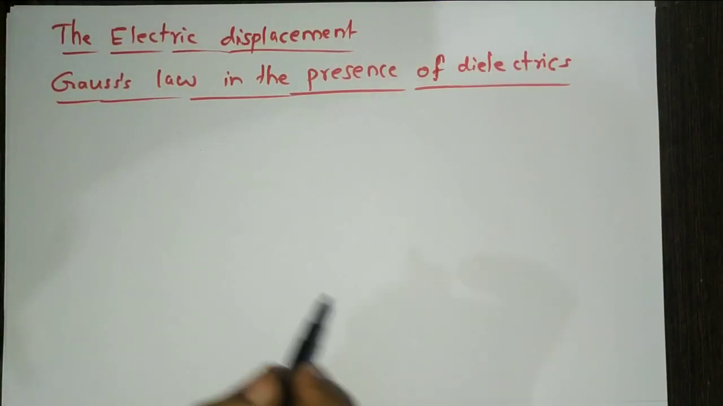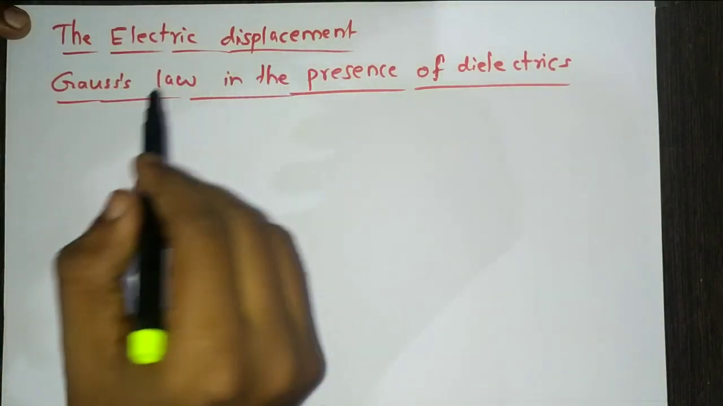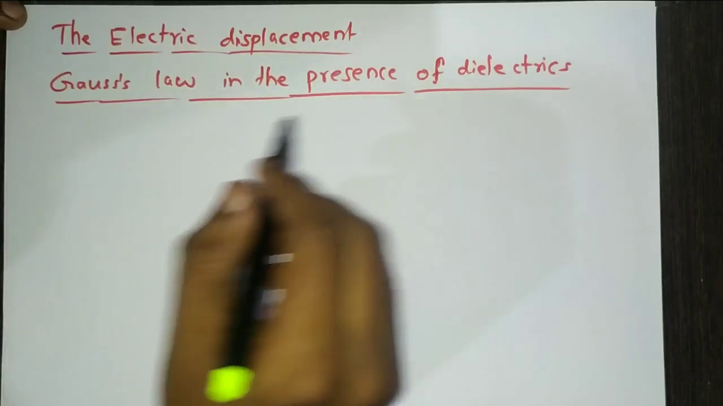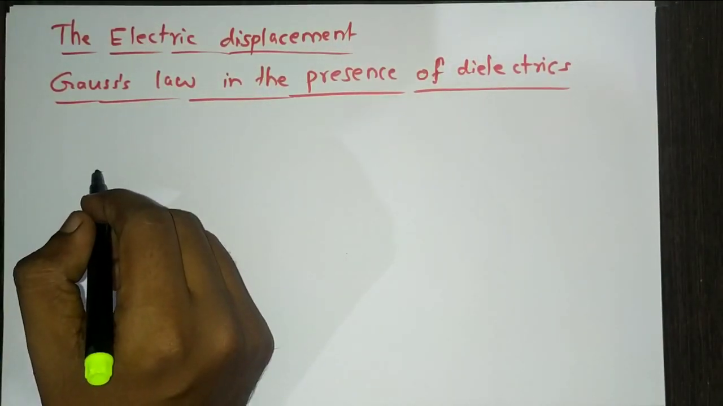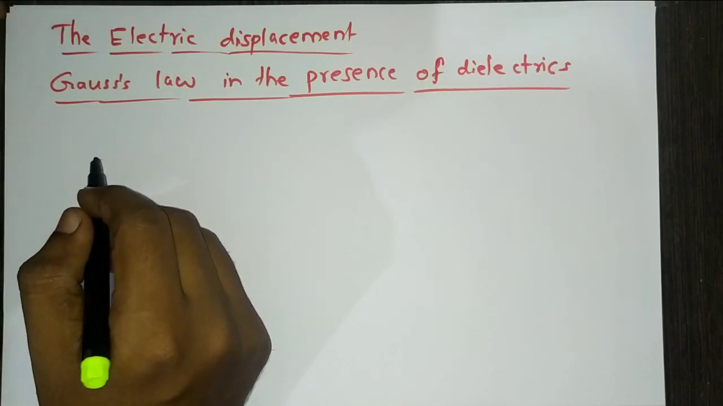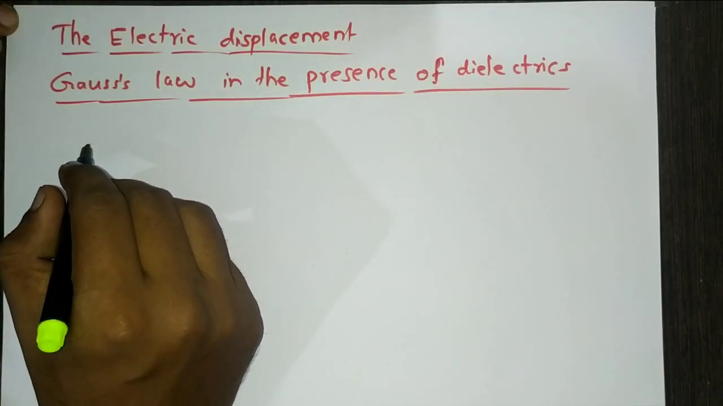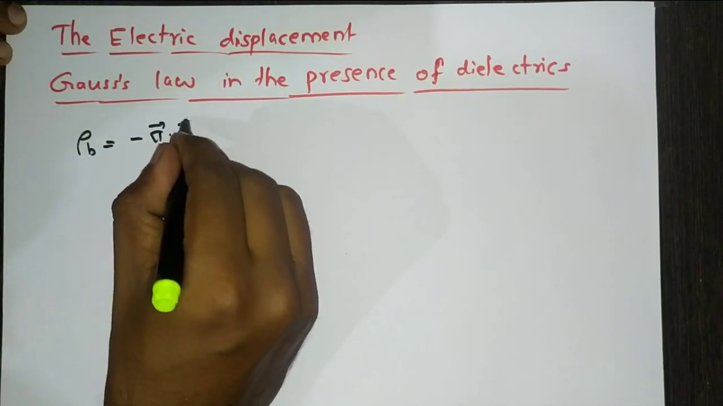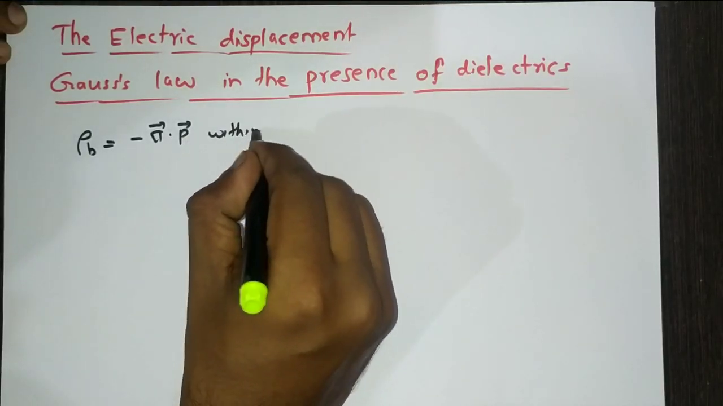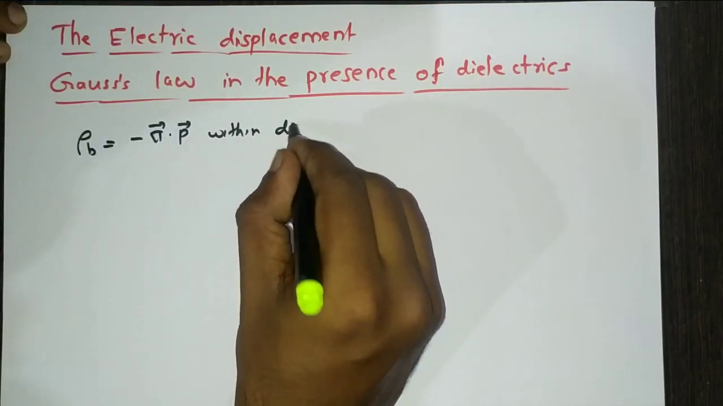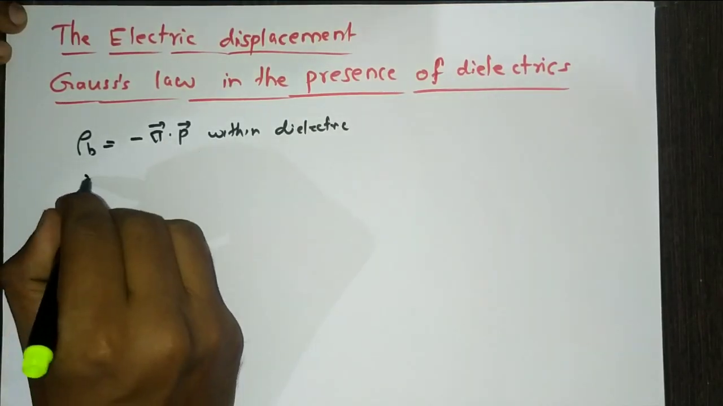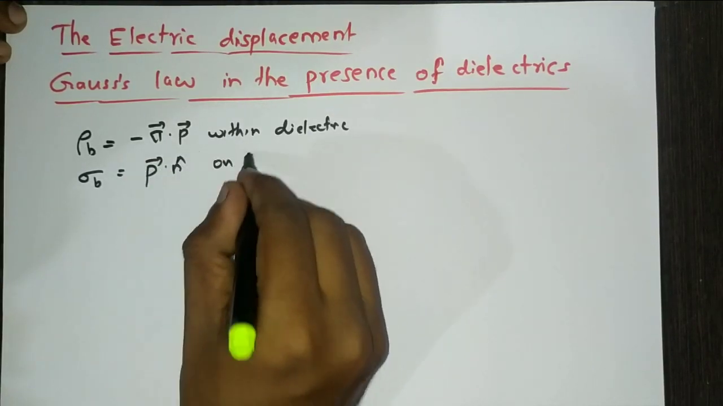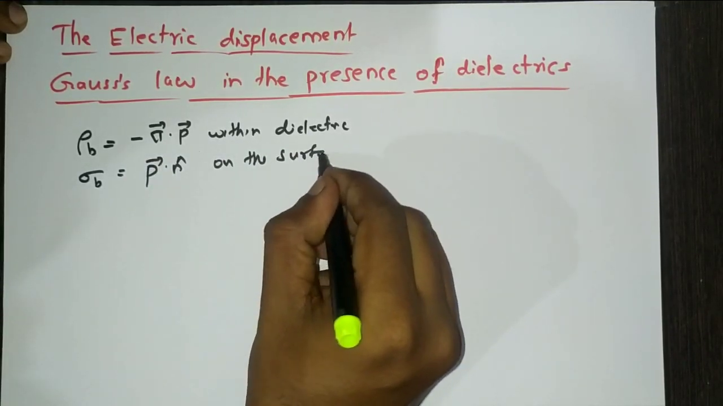Students, today we discuss the electric displacement and also Gauss's law in the presence of dielectrics. We found that due to the polarization, bound charges accumulate in the dielectric material, that is, the volume bound charge rho b equals minus del dot P within the dielectric, and also the surface charge density sigma b equals P dot n on the surface of the dielectric.